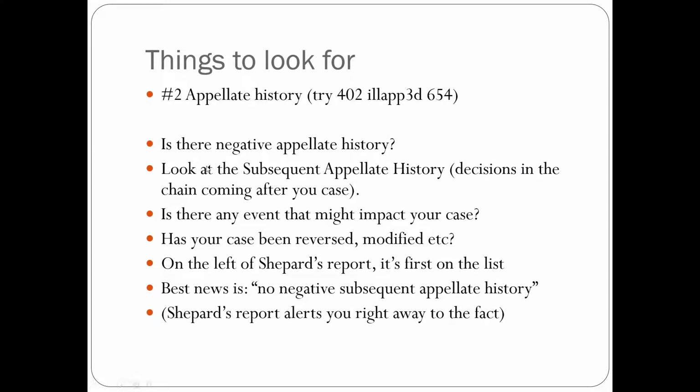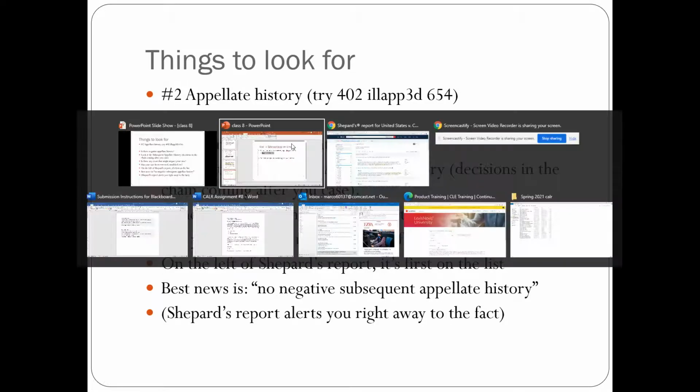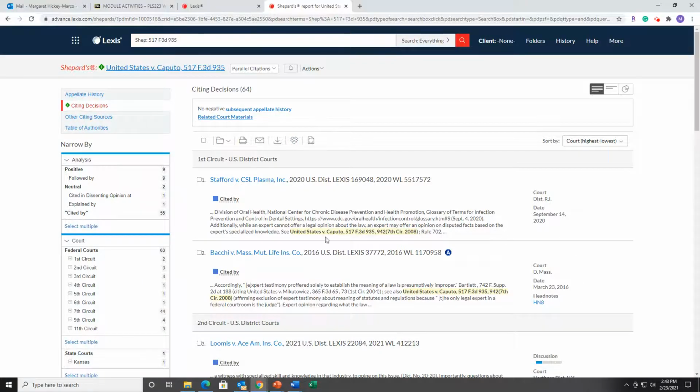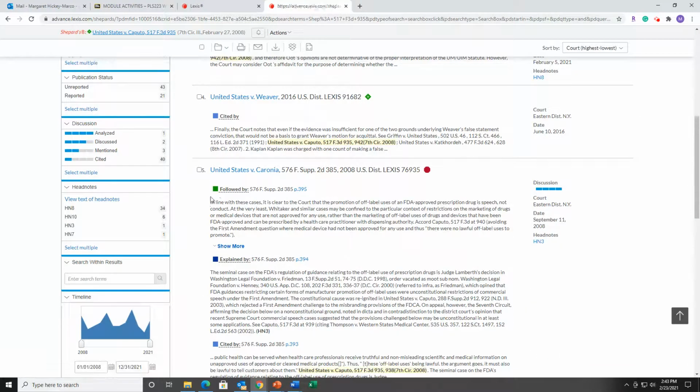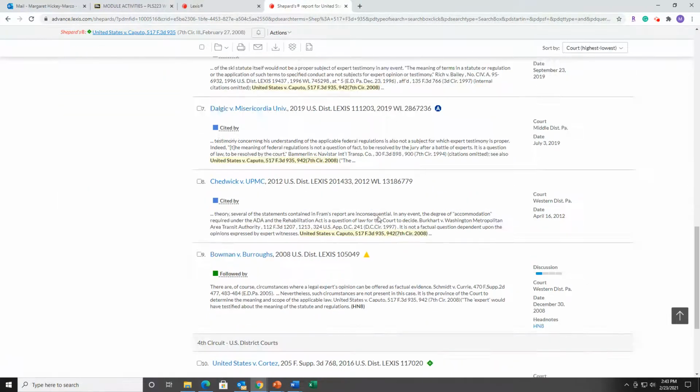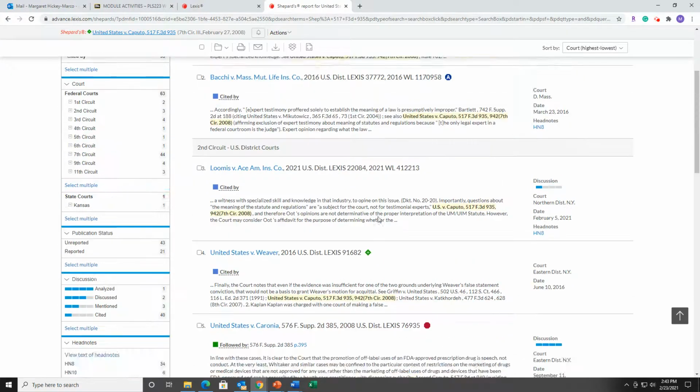All right, let's try this one. Well, let me just go back here to my Shepards. Okay. So my tabs here are on the left rather than on top. I have 64 decisions that cite to it. So these are cases that cite to it. Looks like I only have ones with positive treatment and neutral. So I have cited, followed as a positive, explained as a neutral.